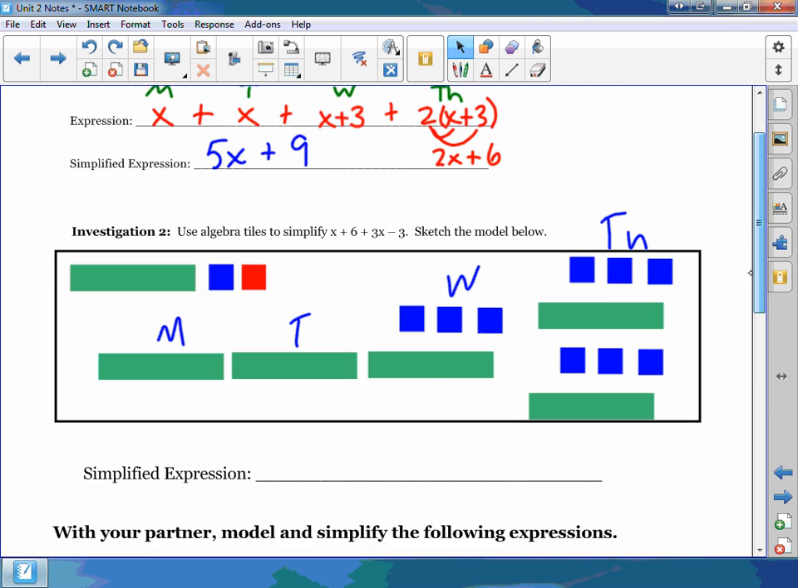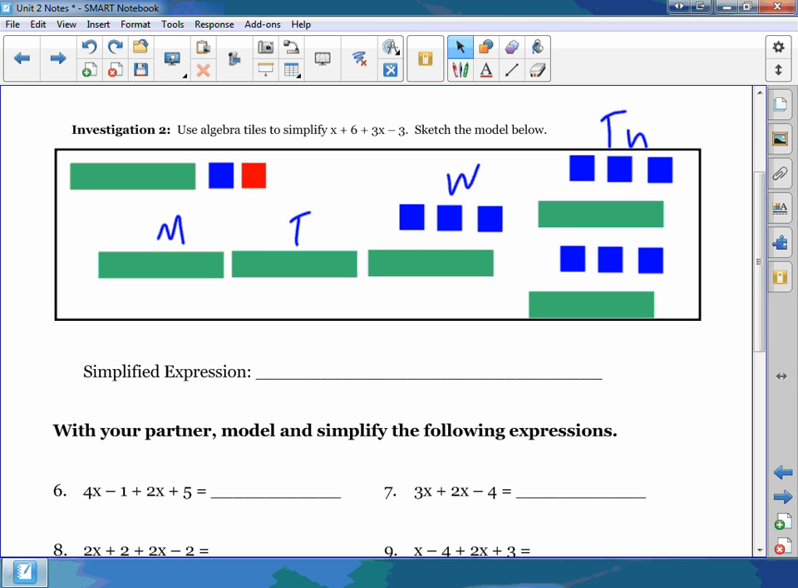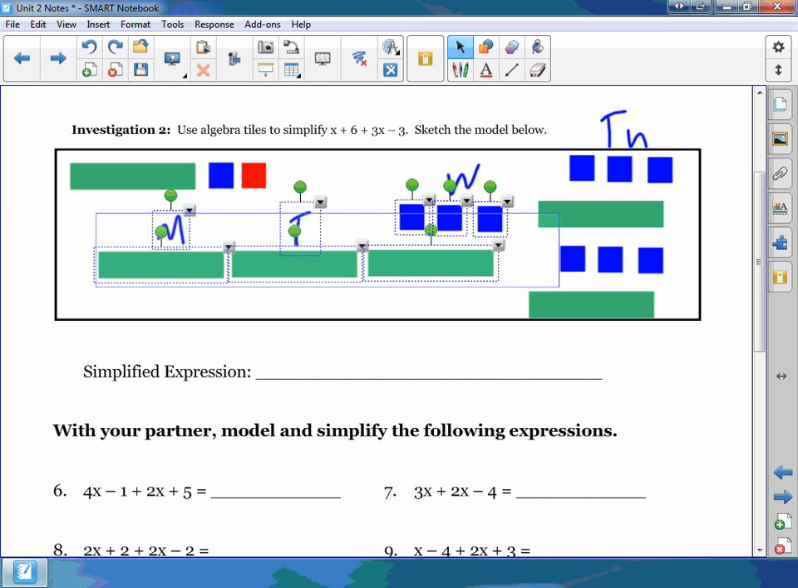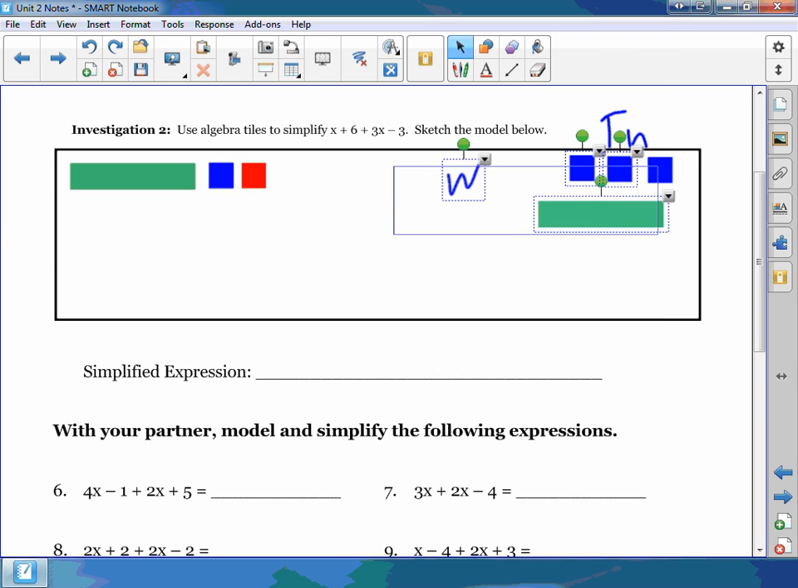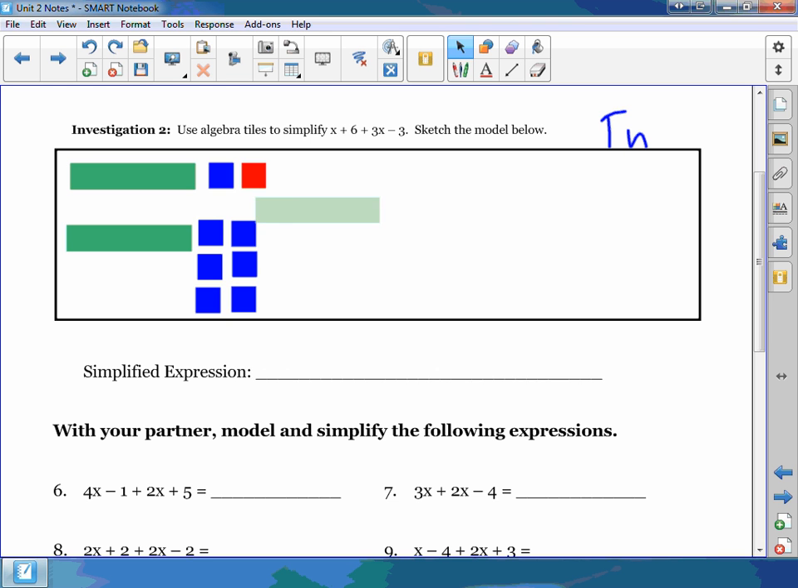All right, moving on down here. Investigation 2, it wanted you to model these tiles. It wanted you to go back through and do this. Just quickly going through how your tiles should look. You would have 1X and 6 singles, because that's your X plus 6. And then plus 3X. So I need 3 more of these.